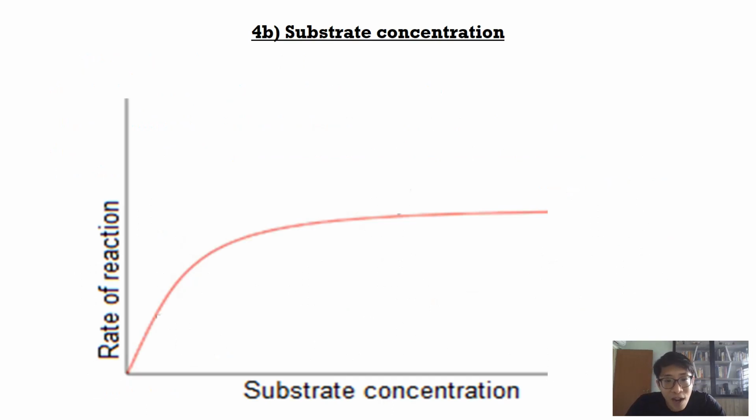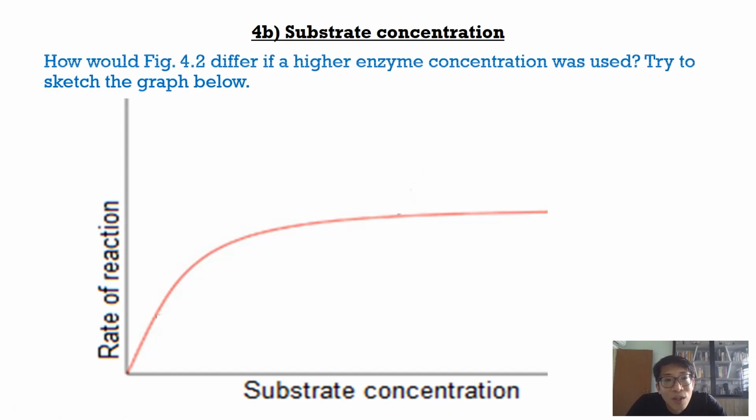So if you plot the graph of rate of reaction versus substrate concentration, this is what you get, a bit similar to the enzyme concentration graph. When the substrate concentration is low, increasing substrate concentration increases rate of reaction, and when the substrate concentration is high, further increase in the substrate concentration does not increase the rate of reaction. Rate of reaction remains constant. Then you have a question in the notes.